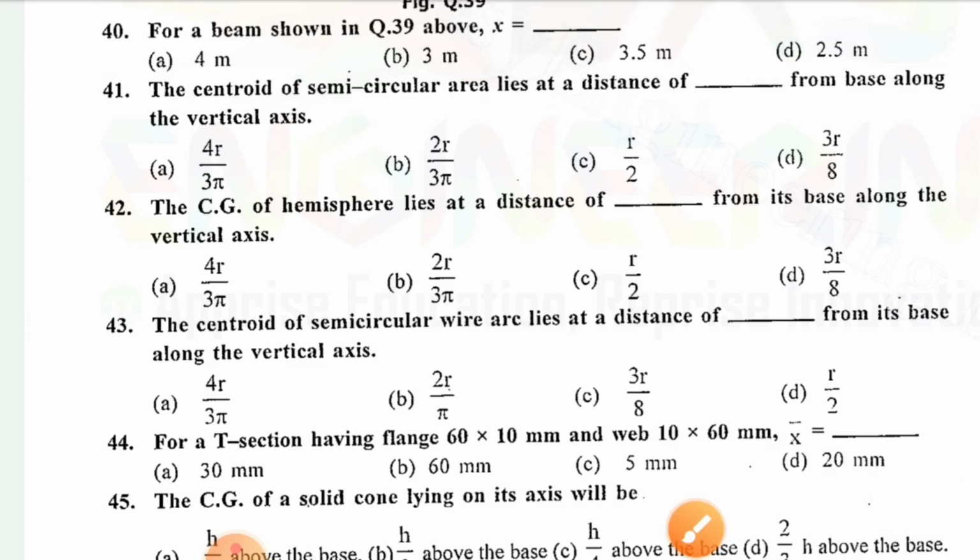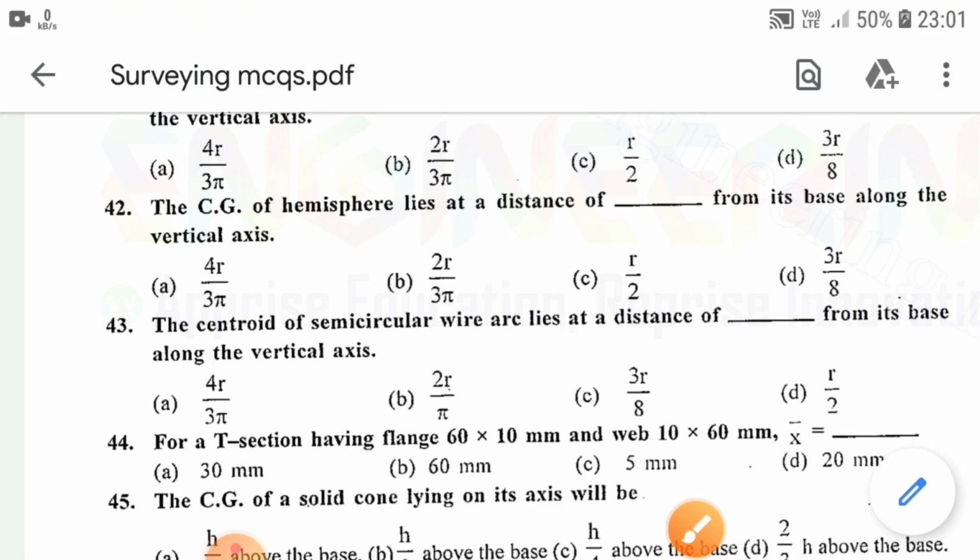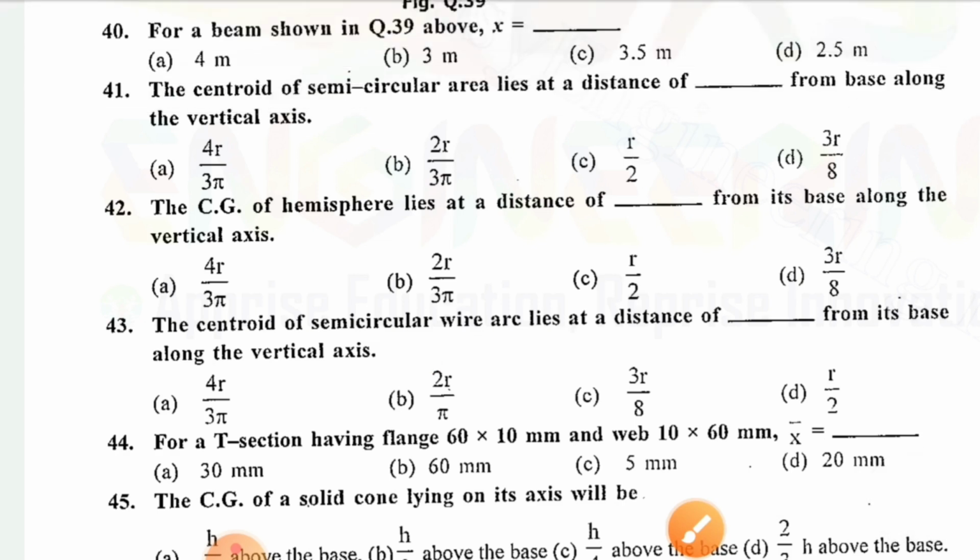Question number 43. The centroid of a semicircular wire arc lies at a distance of dash from its base along the vertical axis. Option B is correct, 2r by pi. Question number 44. For T section having flange 60 into 10 mm and web 10 into 60 mm, x bar is equal to: option A is correct, 30 mm.